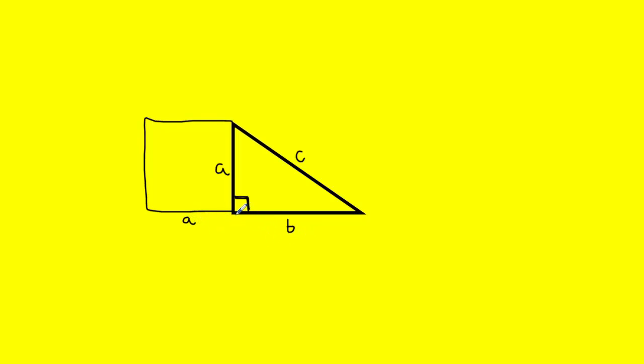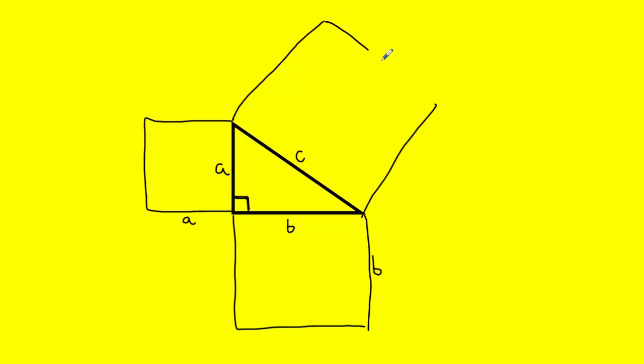Then I'm going to do the same thing for this side. This has length B. So if I create a square off of this side, I know that each side is going to be length B as well. And then I'm going to make a square coming off of this side. Since the length of this side is C, and this is a square, that means this has to have length C as well.